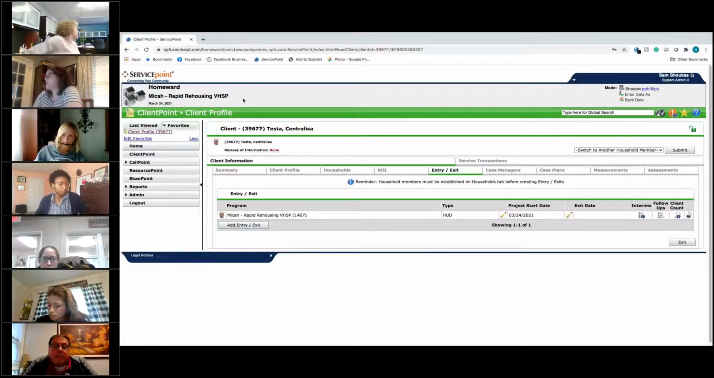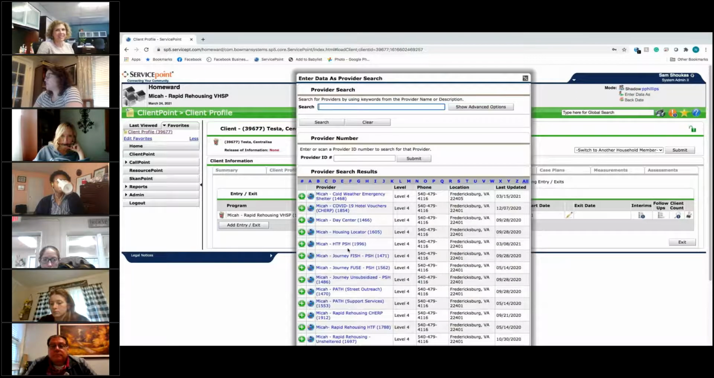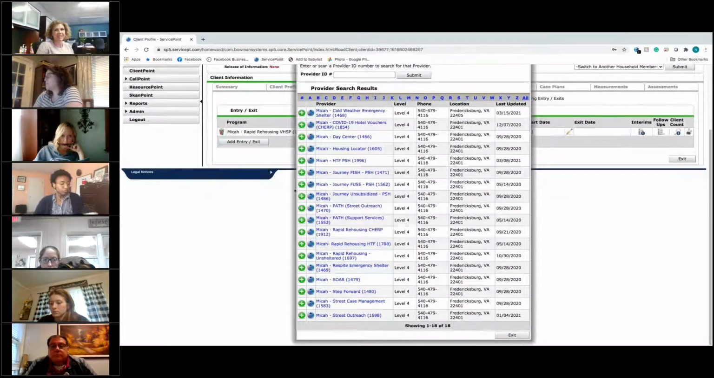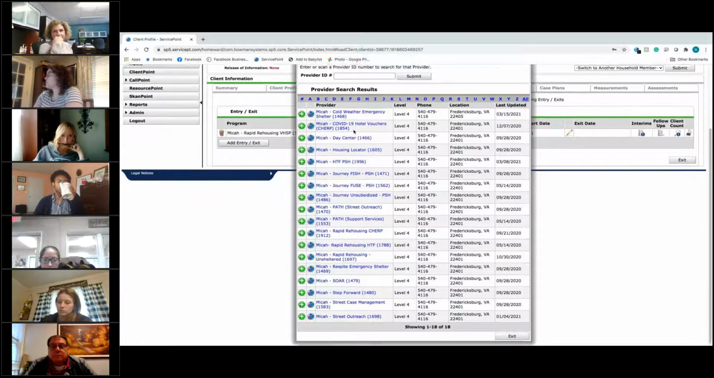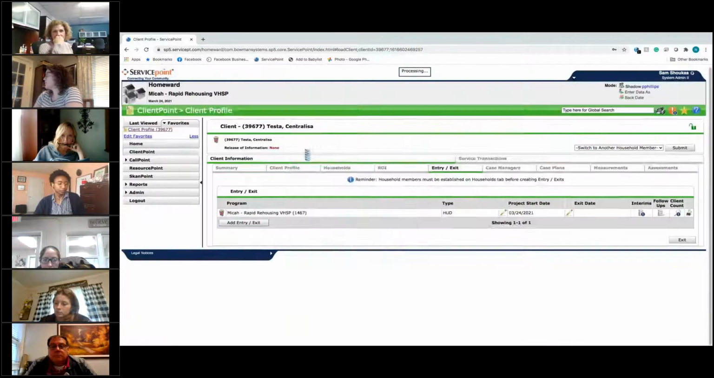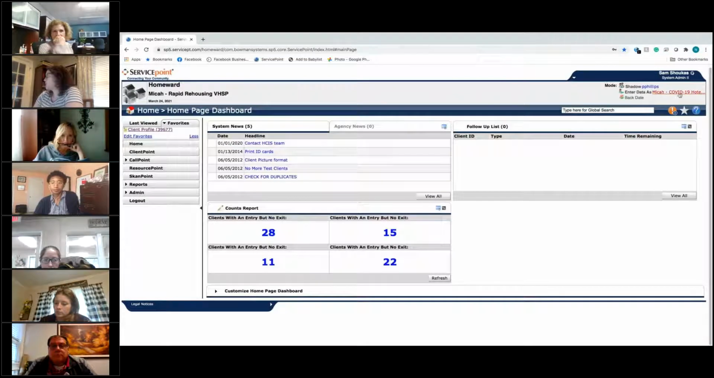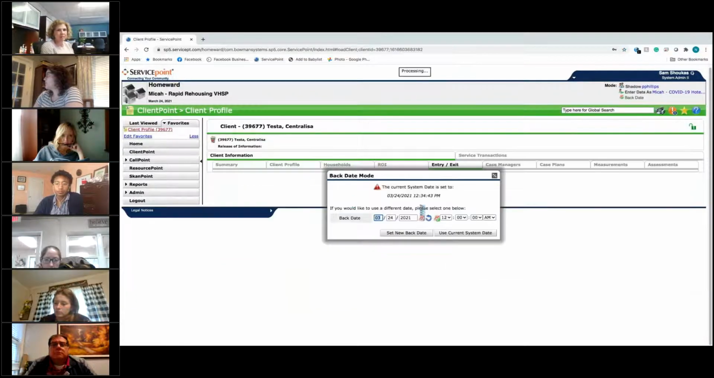If she goes to then enter data for any project other than rapid rehousing, right here at the top is a button for enter data as, and she is now able to switch the project in which she is entering data for. So if she's actually trying to put in some notes for someone who is in one of the COVID hotels, she can switch to that project and then enroll them.